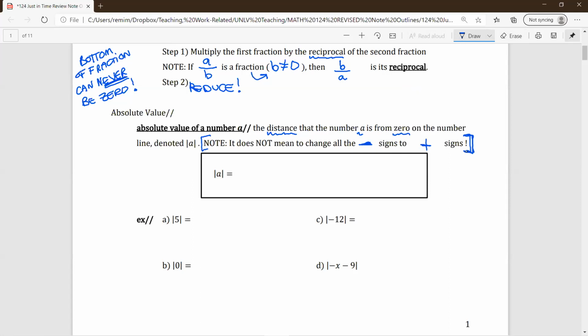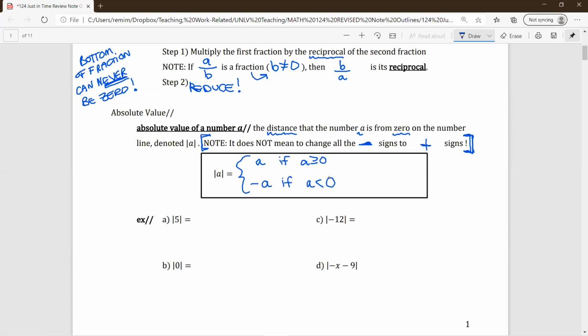And then as far as the actual mathematical definition goes, that's going to be here in the box. So the absolute value of A is equal to A if A is greater than or equal to zero, and it's equal to minus A if A is less than zero.